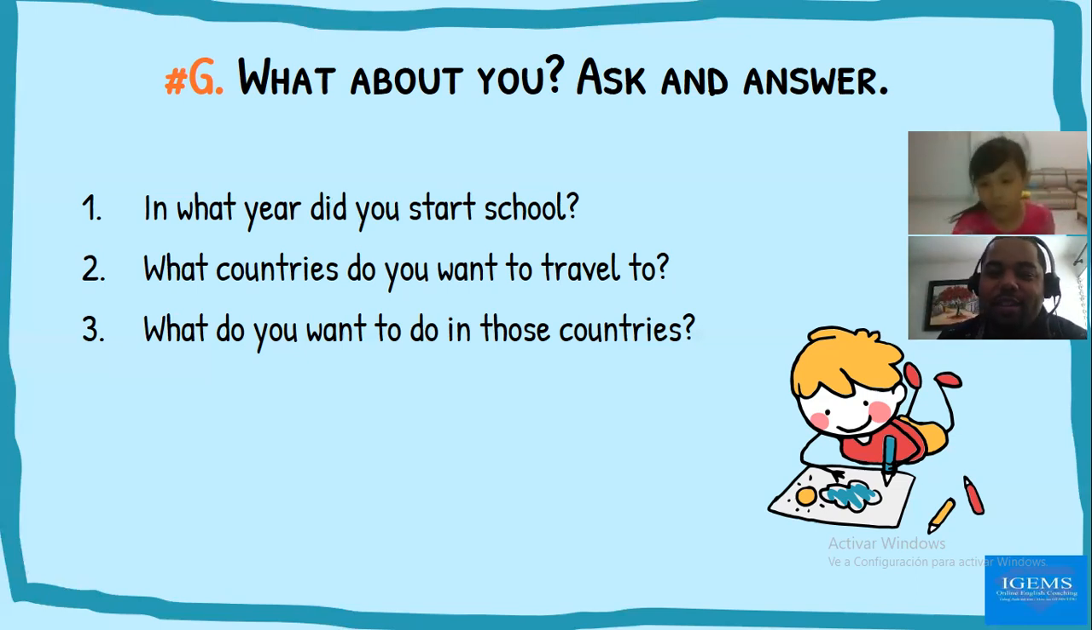So let's continue with number three. What do you want to do in those countries? In Canada, right? Yeah, in Canada. I like to be a scientist in that country. Okay, you want to be a scientist in Canada, right? Yes. So you can also mention some other countries that you would like to travel to.